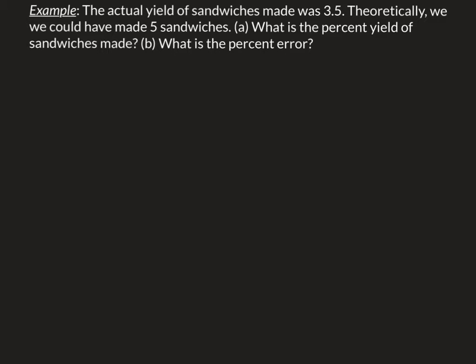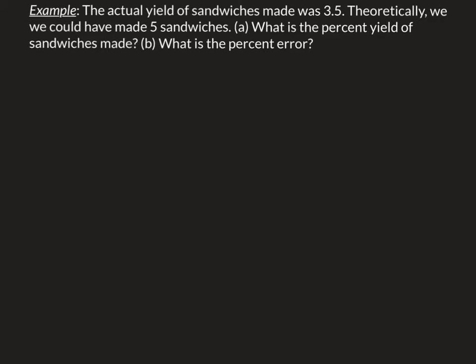Okay, so now, we know that the actual yield of sandwiches made was 3.5. That's unfortunately how many you were able to make. Now, theoretically, in a perfect world, we could have made 5. You could have made 5 sandwiches, but that didn't turn out to be the case, okay? So we want to know, A, what is the percent yield of sandwiches made? And B, what is the percent error? So let's go ahead and get into those calculations real quick then.